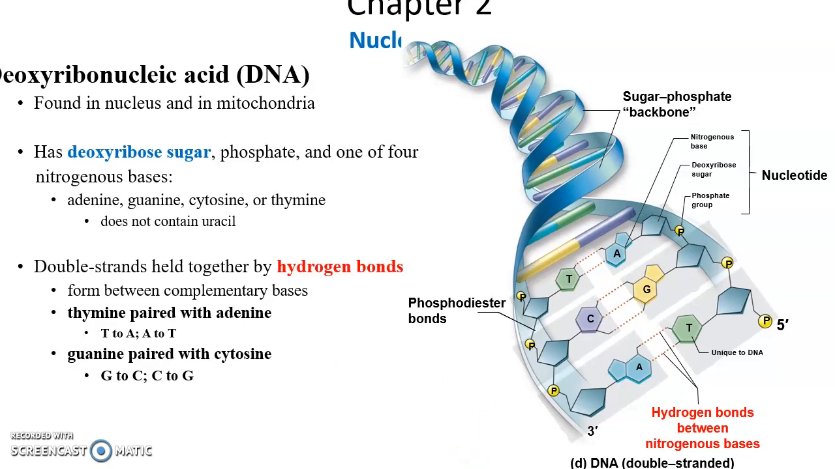And it's always connected by certain pairings. So thymine is always paired with adenine, guanine is always paired to cytosine. So if one strand has an A, then the other strand that base pairs with it will have a T. If it has a C, then the other one will have a G. So again, in DNA, A to T and C to G.